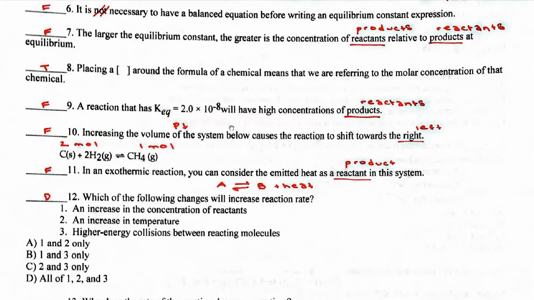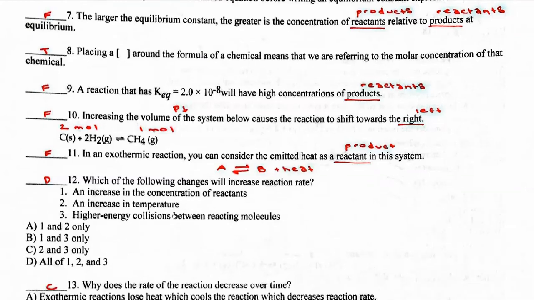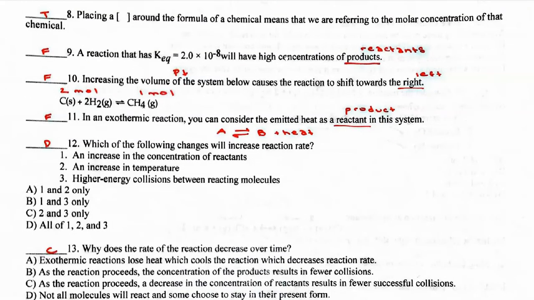7, the larger the equilibrium constant, the greater is the concentration of the products. Remember, products go up above, so the larger your equilibrium constant, the more products you have. The smaller your equilibrium constant, the more reactants you have. Okay, 8 is true. 9, since your KEQ is so small, that means that your reactants are going to be favored. If it were 2.0 times 10 to the 8th, then yes, your products would be favored.